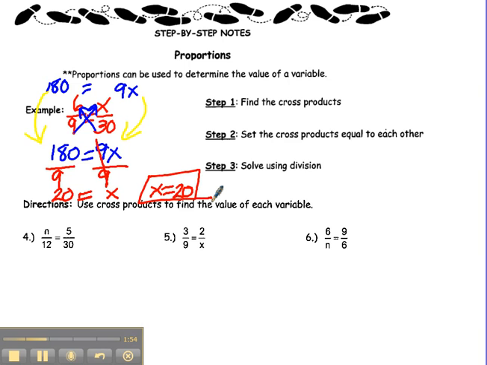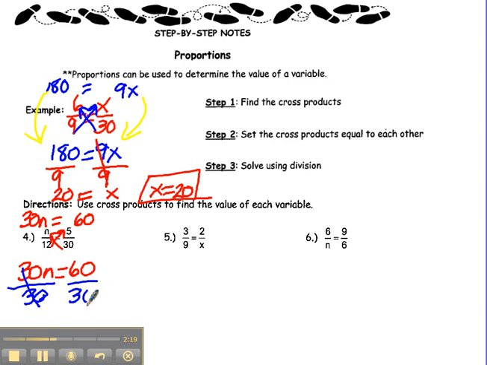Let's give it a try. 12 times 5 equals 60. 30 times n equals 30n. Step 2, set your cross products equal to each other. 30n equals 60. Your variable here is n. It's being multiplied by 30. The opposite is to divide by 30 on both sides. And n equals 2.